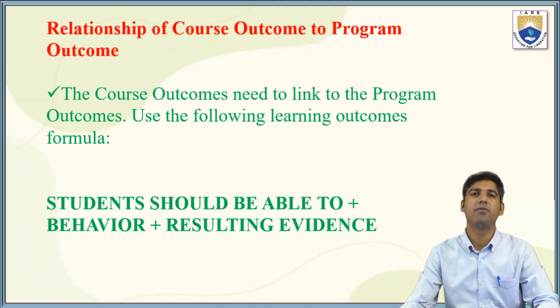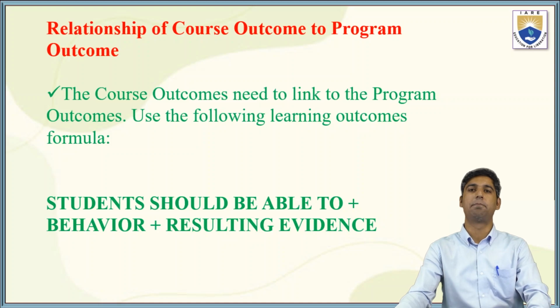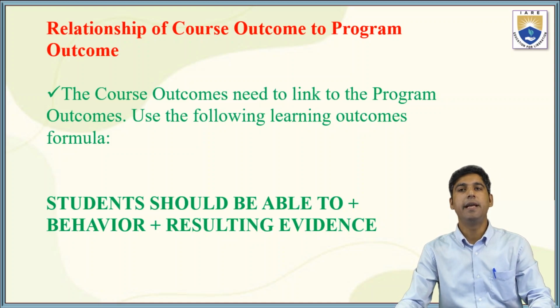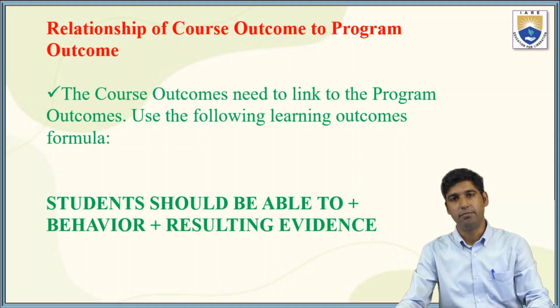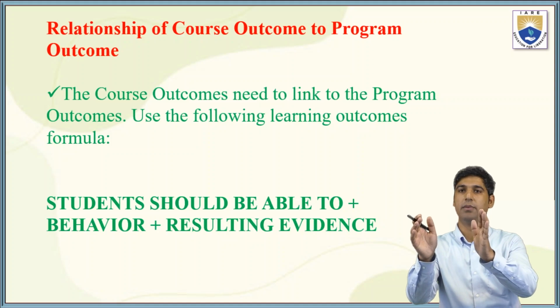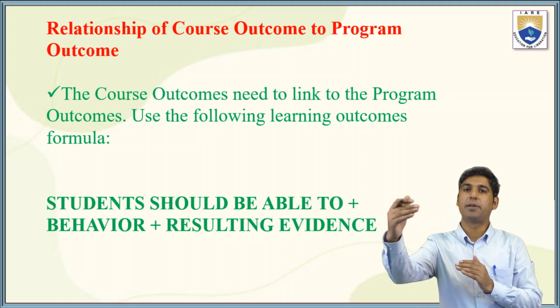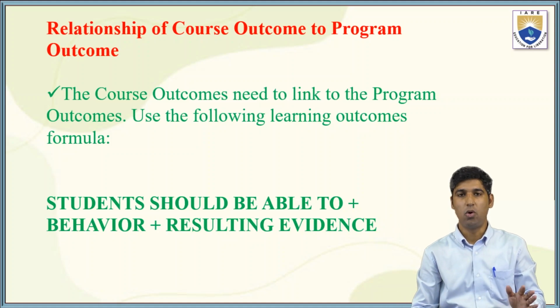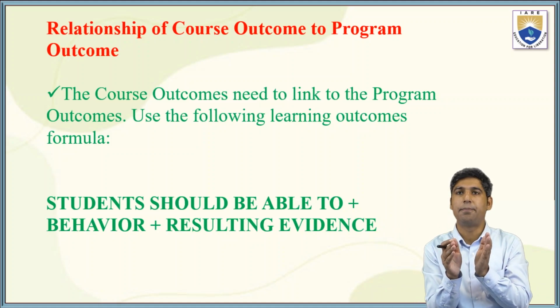Now what is the relationship between course outcome and program outcome? Every course outcome needs to link to the program outcome. As I told you earlier, a course outcome should link to the program outcome. It cannot come out of the context. It cannot go beyond the program outcomes. Course outcomes need to align with the program outcome.